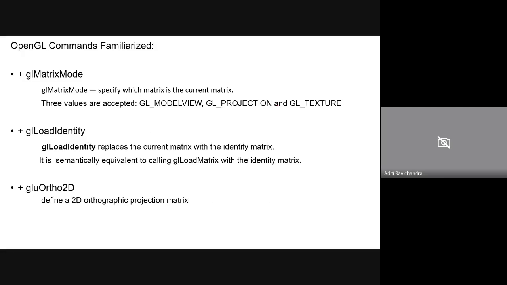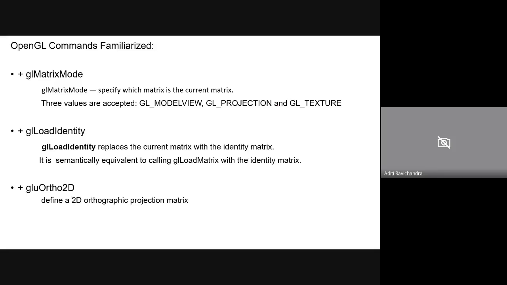Then the basic OpenGL commands that we will be using here: glMatrixMode. So what does it say? The glMatrixMode specifies which matrix is the current matrix. So you can either have GL_MODELVIEW, GL_PROJECTION mode, or you can have GL_TEXTURE mode.